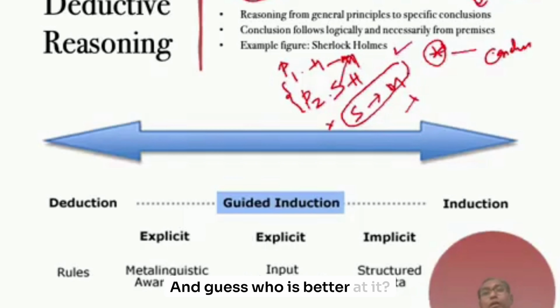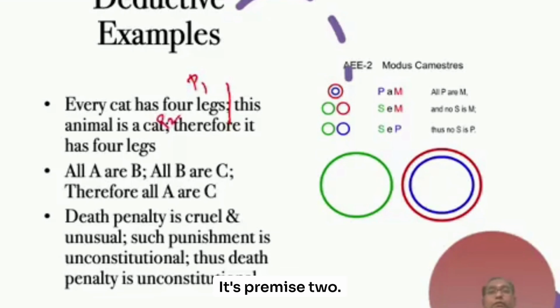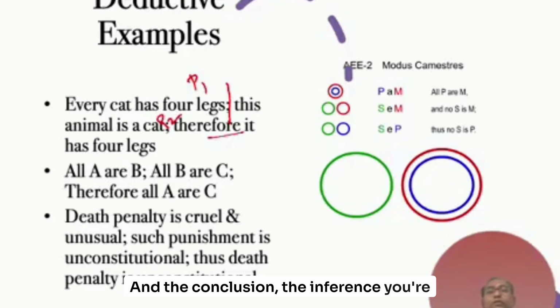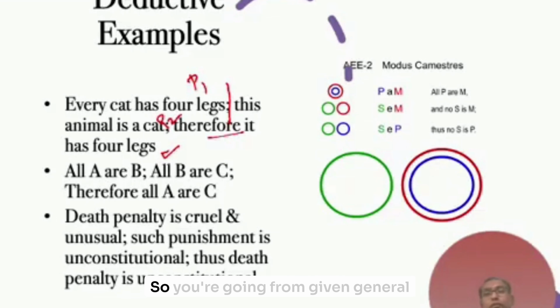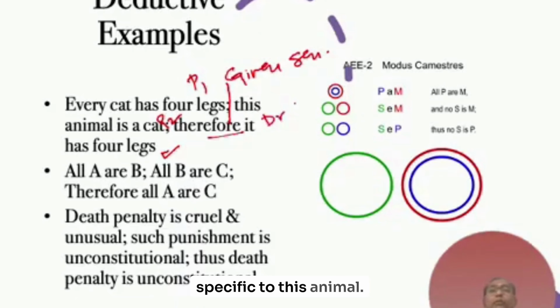And guess who is good at it? Sherlock Holmes. Now let's look at one example of it, right? Every cat has four legs. That is premise one. This animal here is a cat, premise two. And the conclusion, the inference you're drawing, is therefore this animal has four legs. So you're going from given general information and drawing a conclusion specific to this animal.